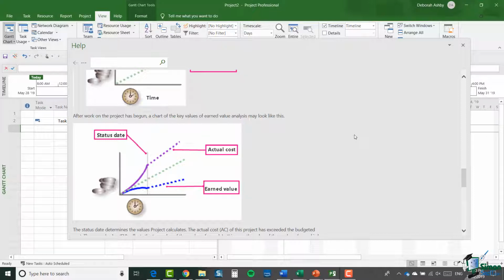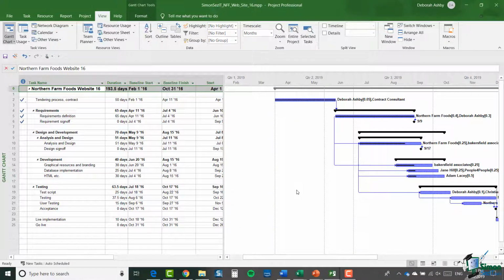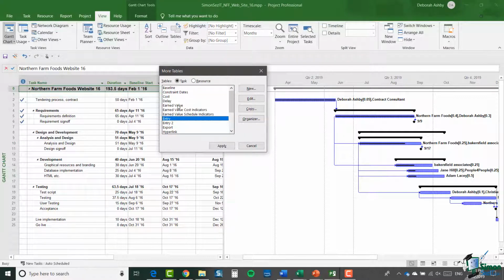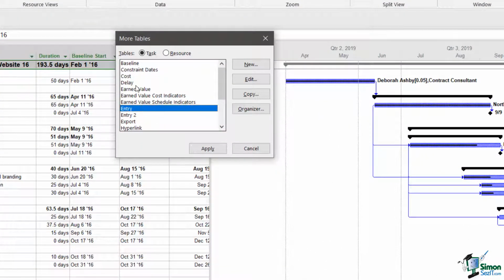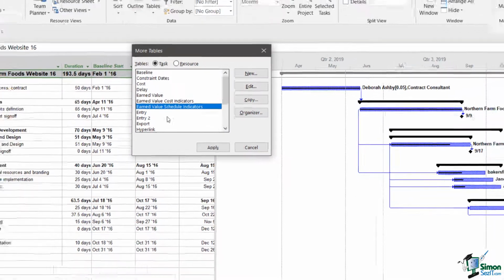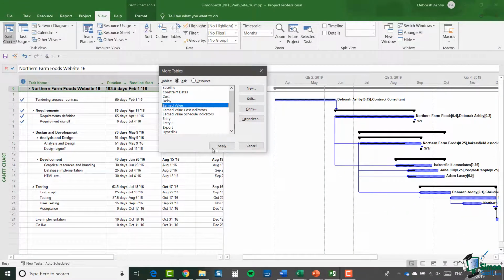So having looked at the basic terminology, the next thing to do is to switch back into our website project and look at some of the earned value calculations as performed by Project 2019. So this is version 16 of the website project, and what I'm going to do is to look at the earned value tables. So let's jump up to tables and we'll go to more tables. And you'll see here are our earned value tables, and there are actually three of them. So we have earned value cost indicators, and earned value schedule indicators. Now let's start with the earned value table and click apply.